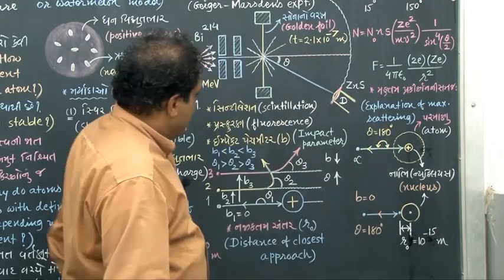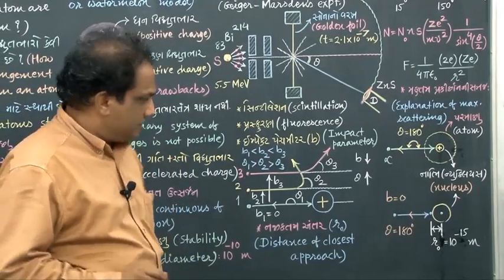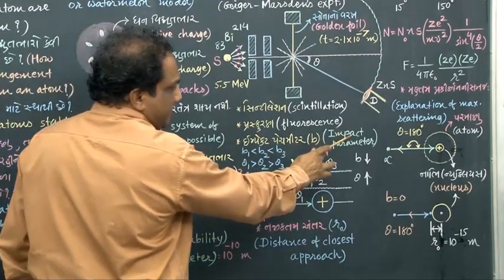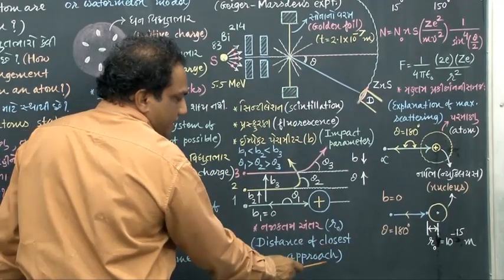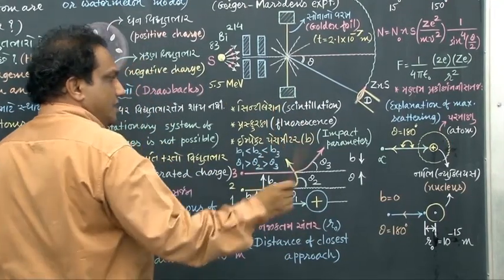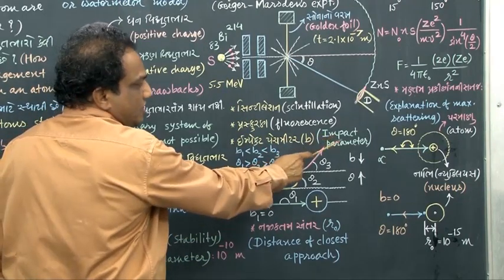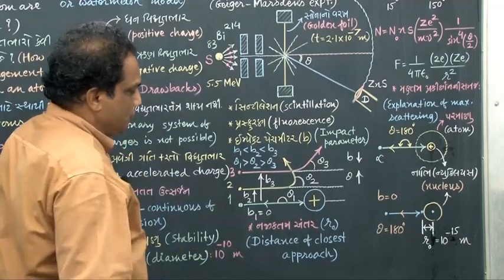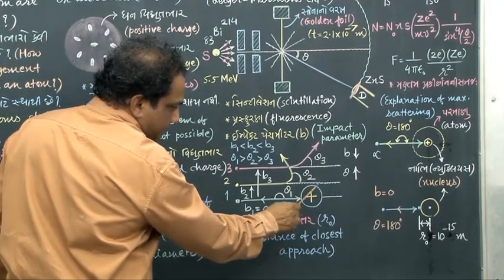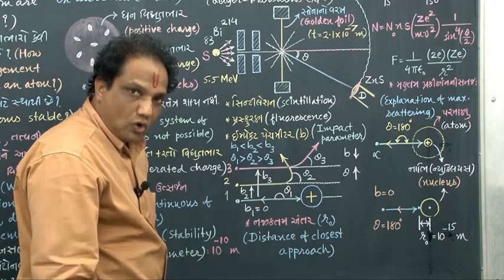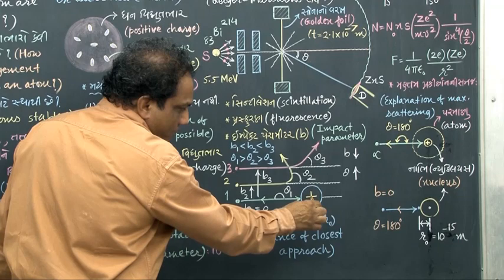Fine. Now let us define two more definitions. One is impact parameter, another is distance of closest approach. Let us see them one by one. First of all, let us see what is called the impact parameter. I am showing you. Here is an atom of gold. Here is the center of the nucleus.